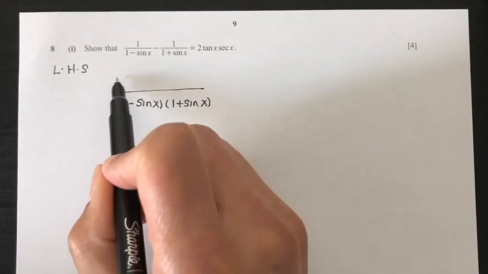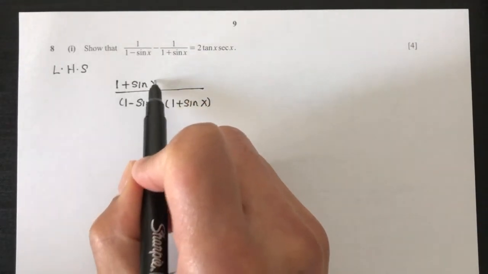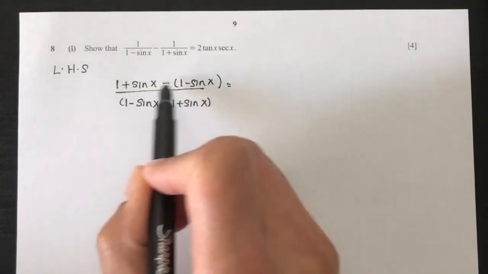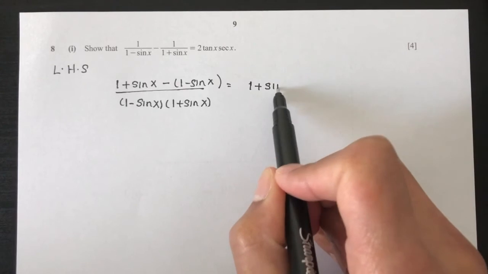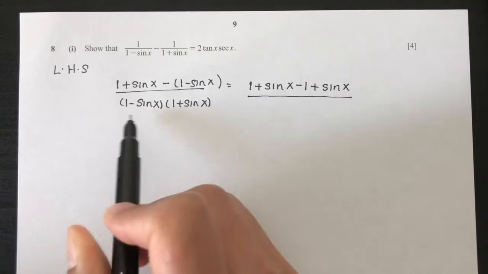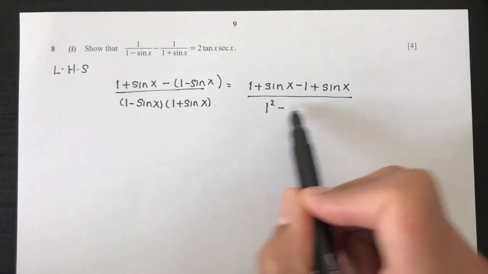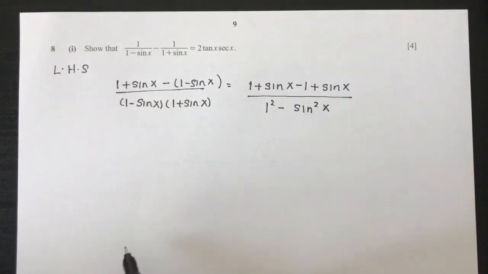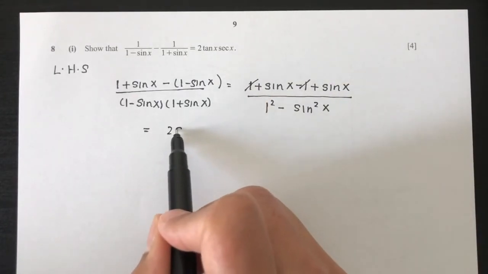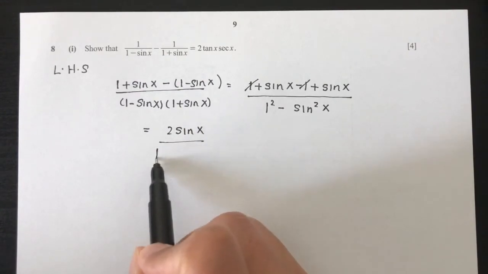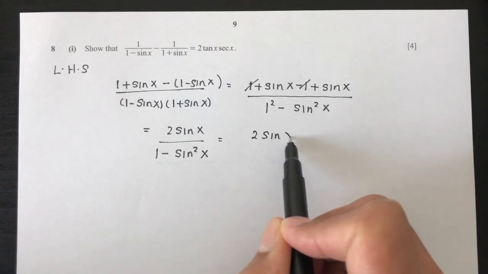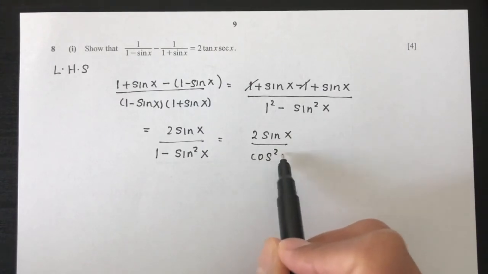Now we have to cross multiply. You will have 1 plus sine x minus 1 minus sine x. If you expand, that is 1 plus sine x minus 1 plus sine x, divided by, if you expand this, 1 squared minus sine squared. Now this one goes away, so you will have 2 sine x over 1 minus sine squared x, which is 2 sine x over cos squared x.